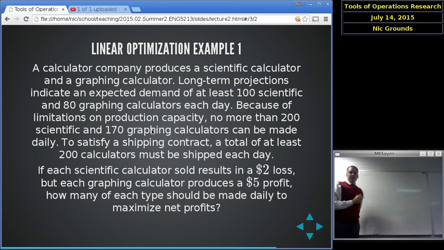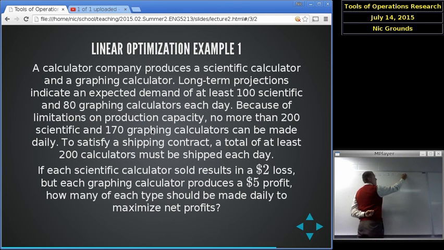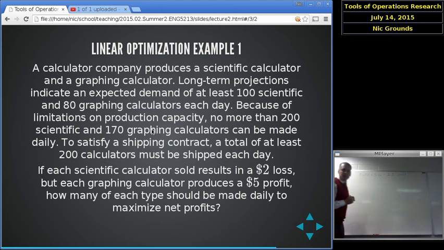So our objective, profit, is made up of a linear equation of how many scientific calculators and how many graphing calculators we make. Now I'm going to use the term S for scientific calculators and the term G for graphing calculators. So profit is $5 for every graphing calculator, so 5 times G minus, because we take a $2 loss, minus 2S. So that's the objective that we want to maximize. I'm just going to make a note here. We're trying to maximize that profit.